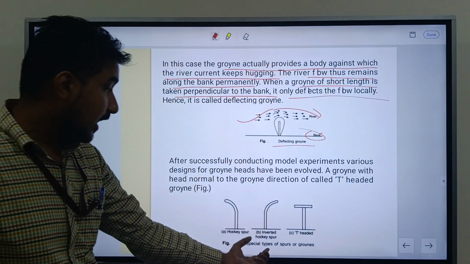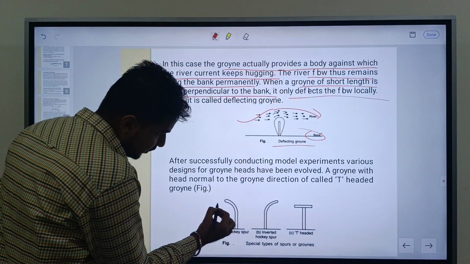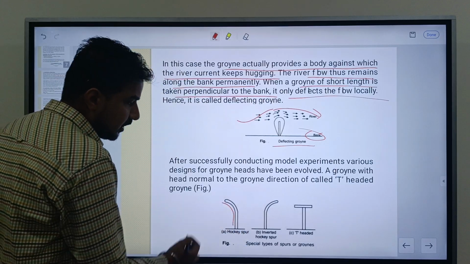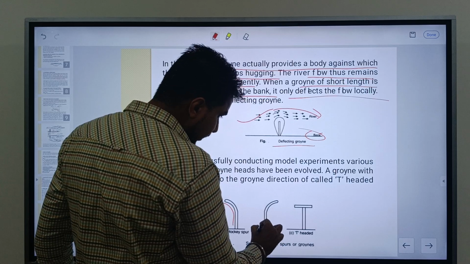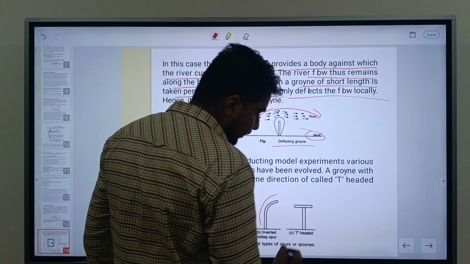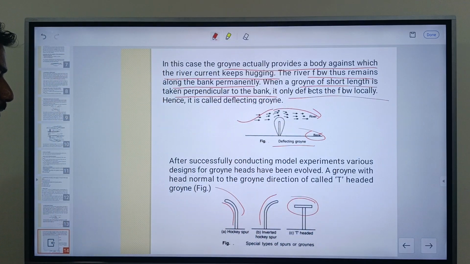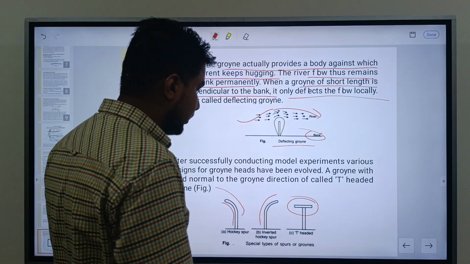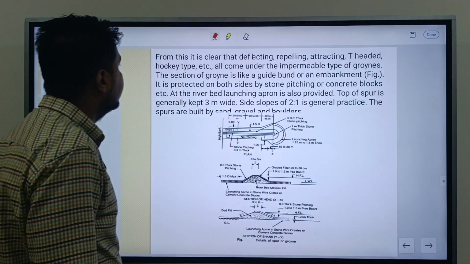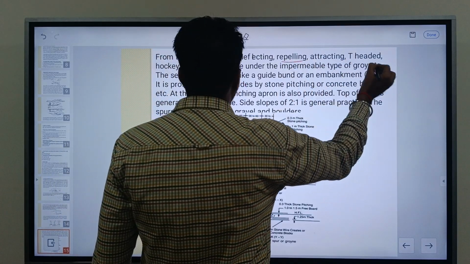Now these are the special types of groynes, as we have discussed in the last slide. This one is the hockey shape. The shape of this particular groyne is just like a hockey curvilinear shape. It is also turned in another direction. Now the T-shaped, as we can say, the head of this particular type of groyne is a T-shape. That's why we call it a T-shaped groyne or a hockey-shaped groyne.